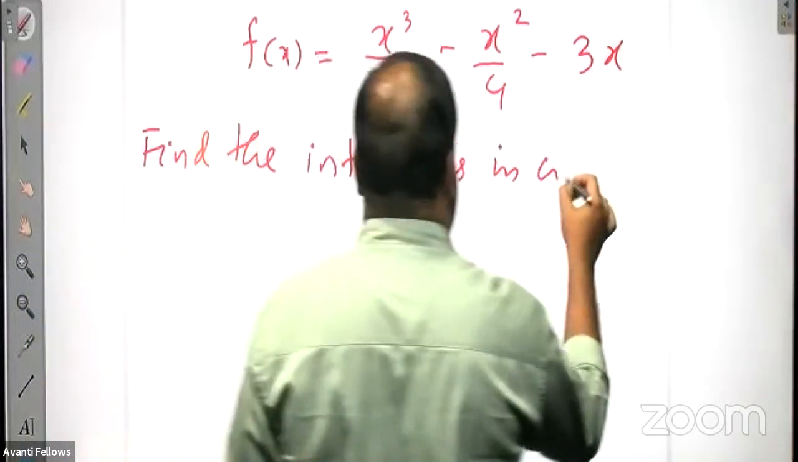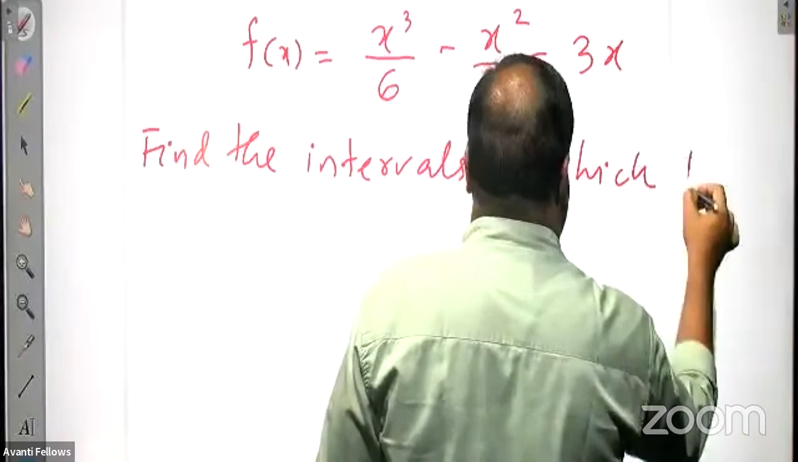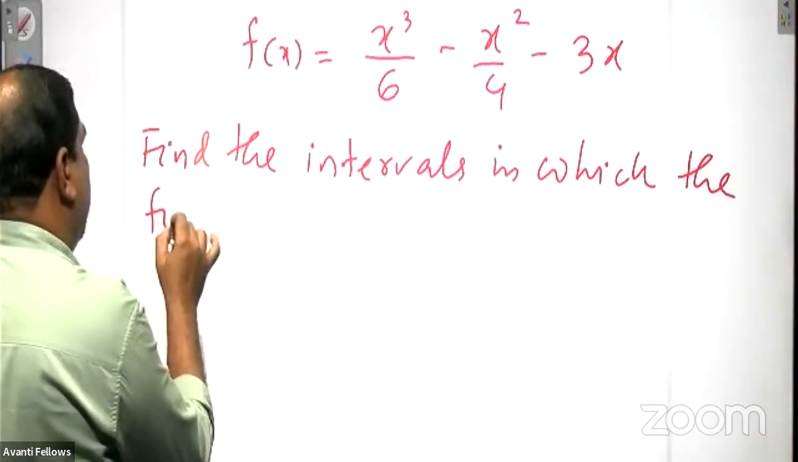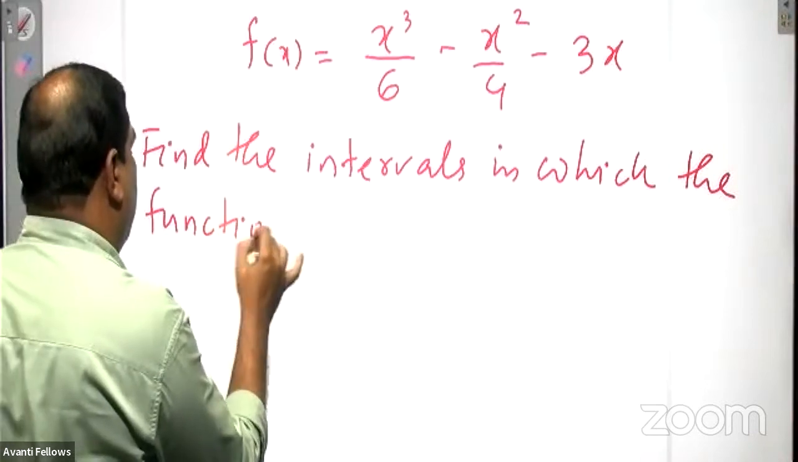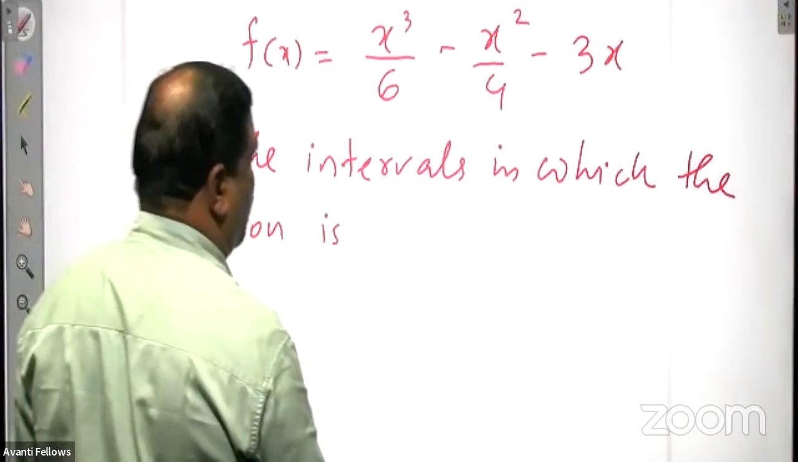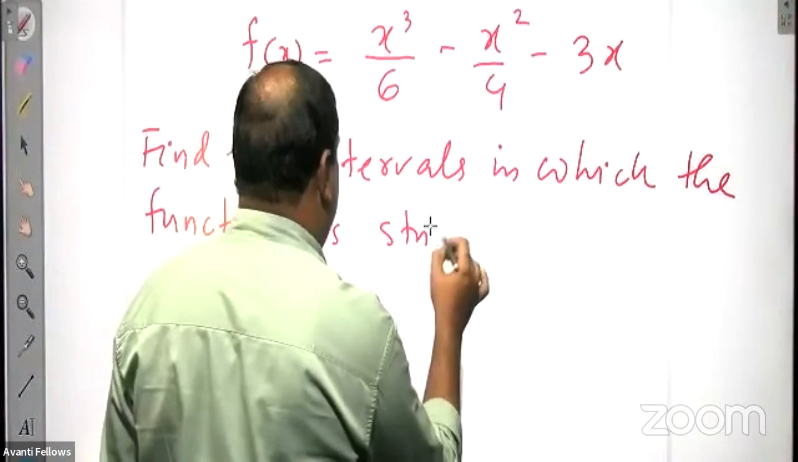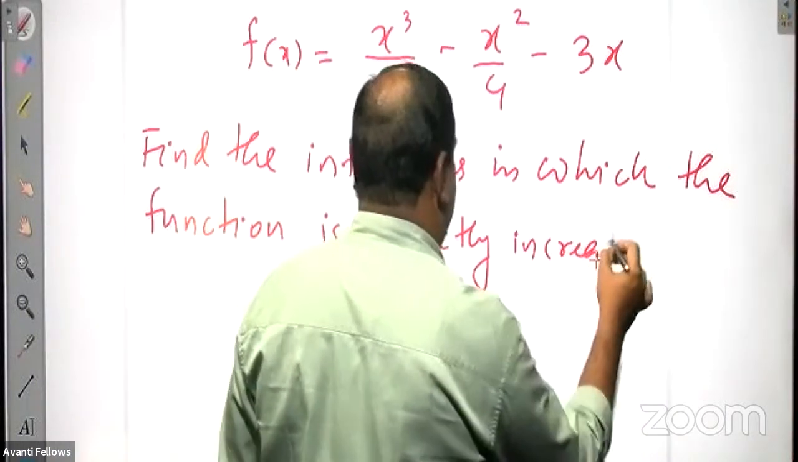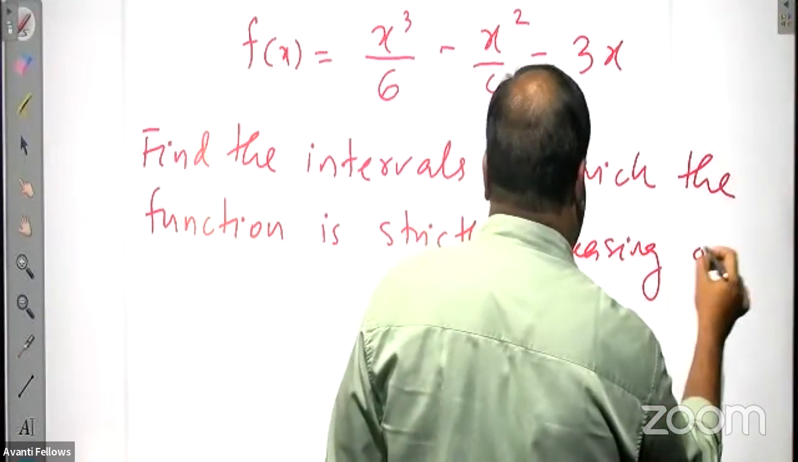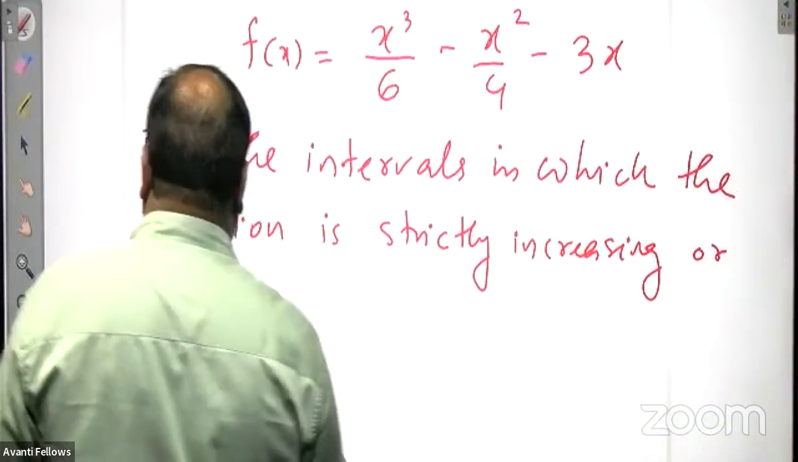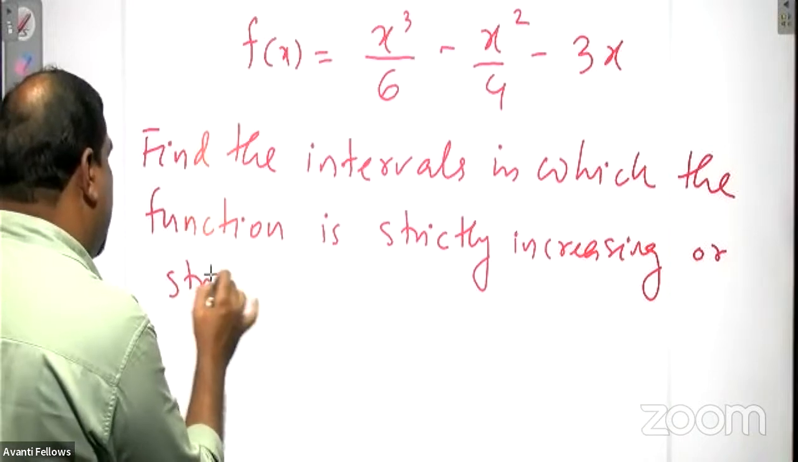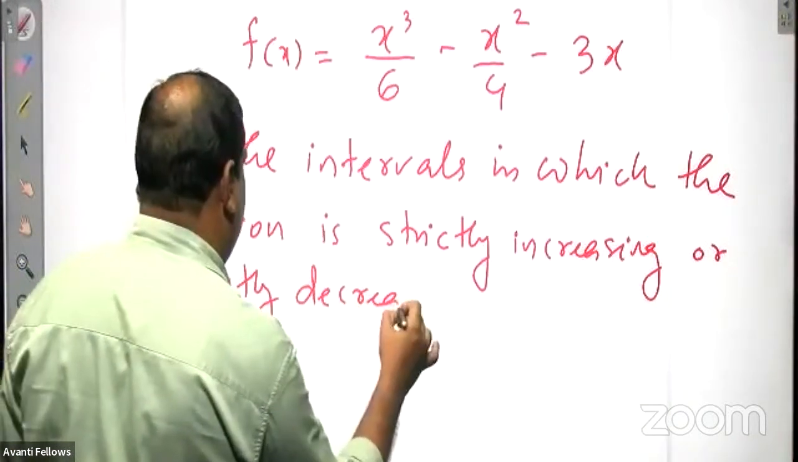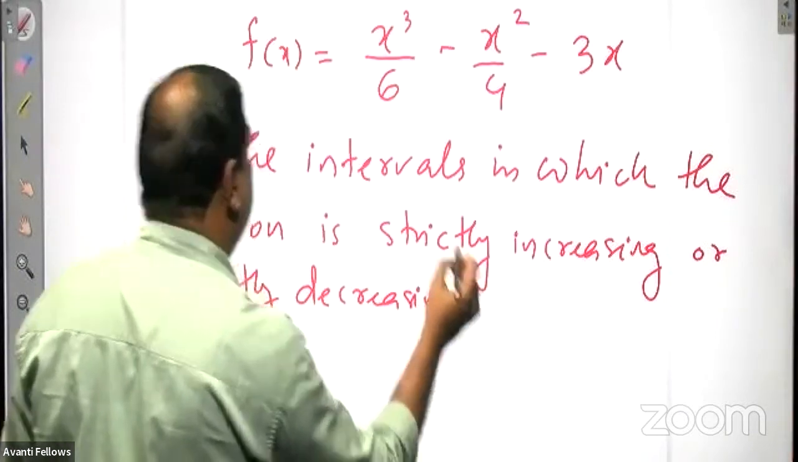in which the function is strictly increasing or strictly decreasing. Means both intervals we have to find out.